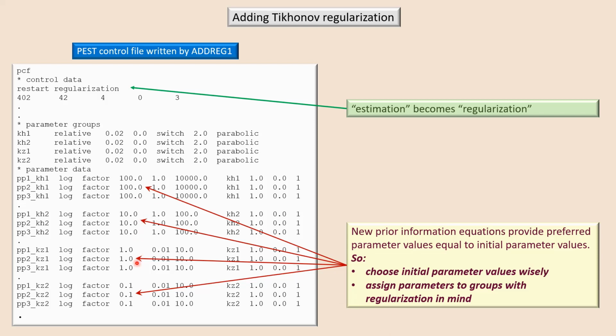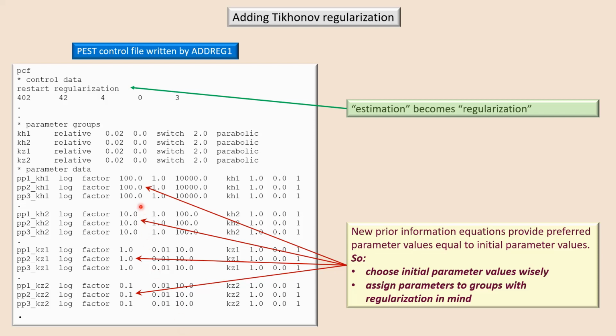Here is the parameter data section of the new PEST control file. This is identical to the parameter data section of the original PEST control file, but the initial values in the parameter data section are particularly important. addreg1 enforces or builds a PEST control file which enforces so-called preferred value regularization. Each parameter is endowed with a preferred value that is equal to its initial value in the original PEST control file. So those values should be chosen wisely.